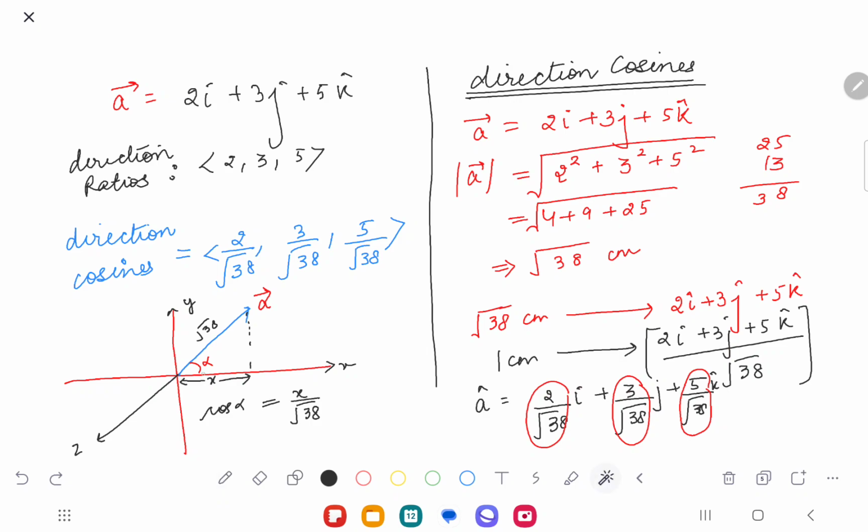Because x is going to be the base. For this particular triangle, this is my perpendicular, this is my base, and this is my hypotenuse, the length root 38, because the magnitude is nothing but root 38. I hope you're understanding what I'm trying to tell you. And how much is x that we have traveled? To actually make the vector A, I have traveled 2 centimeters along the x axis. So this x should be nothing but 2. So I'm going to write down 2 over root 38, which is base upon hypotenuse, isn't it?